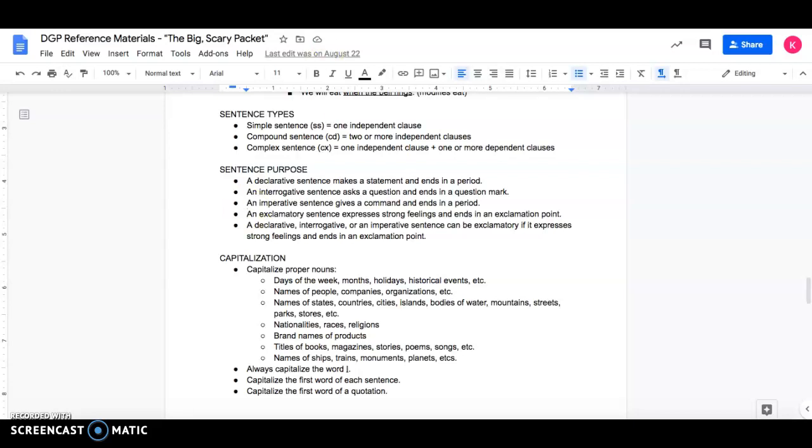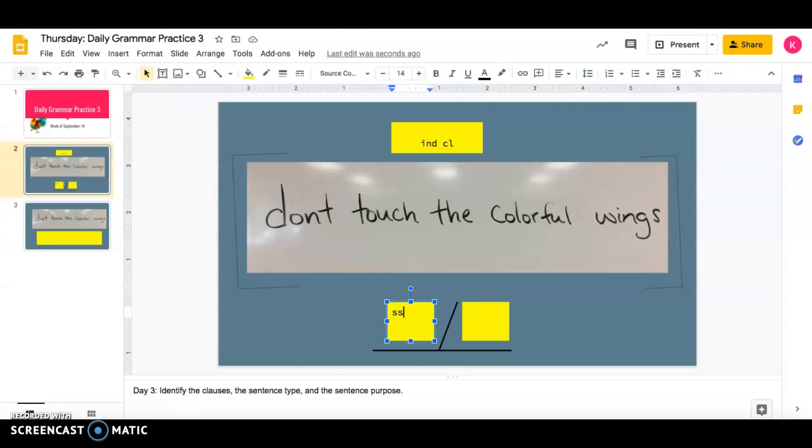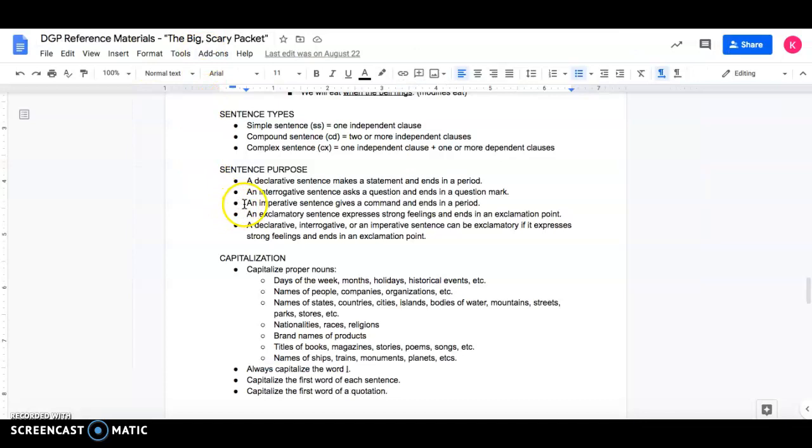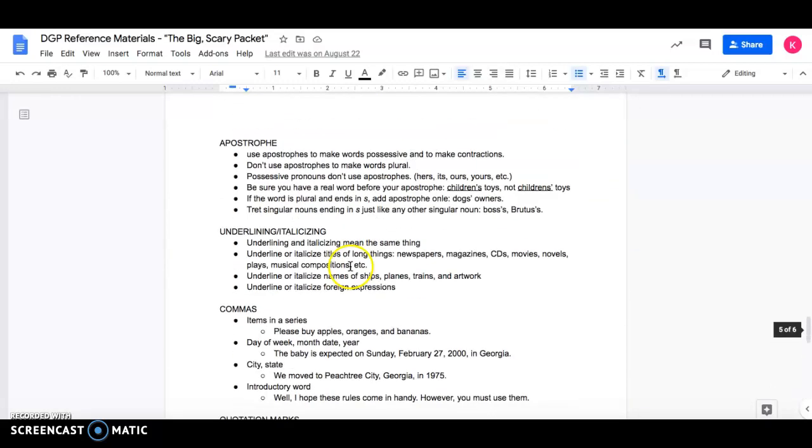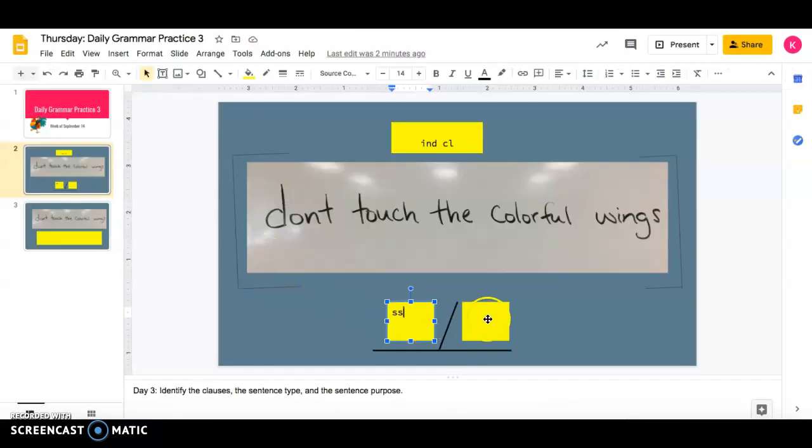So let's think. Don't touch the colorful wings. Is this asking a question? No, it's not asking a question. Is it just making a statement? No, it's not really stating anything. In this case, don't touch the colorful wings is giving a command. So if it's giving a command, it is going to be an imperative sentence. All right, so it's an imperative sentence.